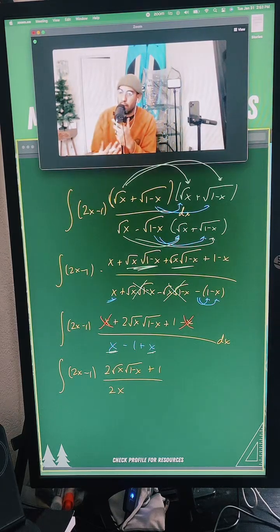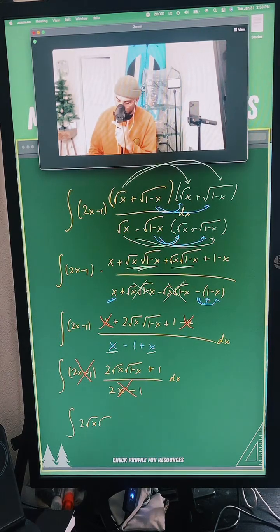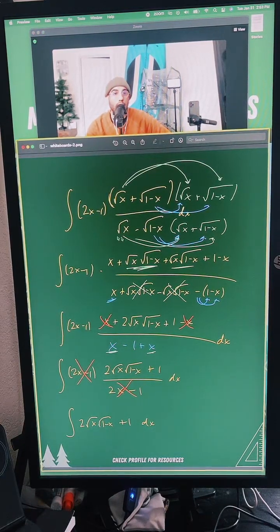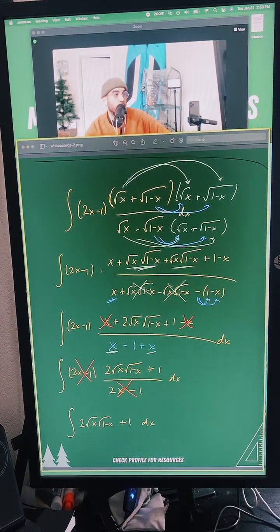Okay, so now in the denominator, you're going to see that we have 2x minus 1 because look at that. The 2x minus 1 and the 2x minus 1 is going to cancel out. And so now what we have is the integral of 2 root x root 1 minus x plus 1 dx. Not bad, right? Okay, so let's go ahead and create some space on the blackboard here. And then we can go ahead and continue integrating this.